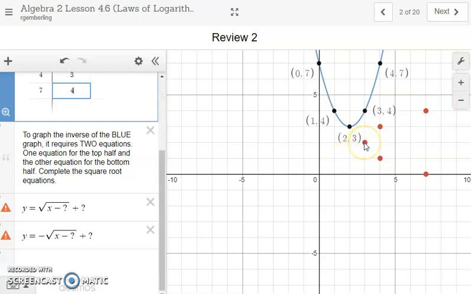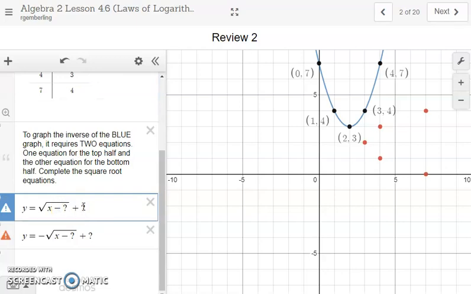So the vertex is at (3, 2). So we're going to use that vertex, so I'll go through the first one. So vertex is (3, 2), so that means that we're doing a shift of 3 to the right, so it's x minus 3. And then we're doing a shift up of 2, so that means the k value is a 2. And that would be the top half of this total graph.